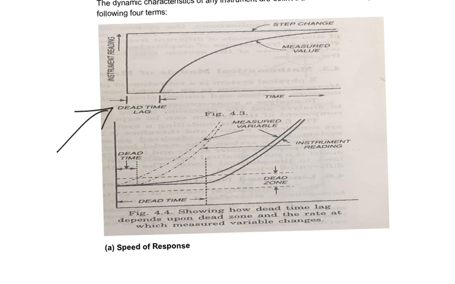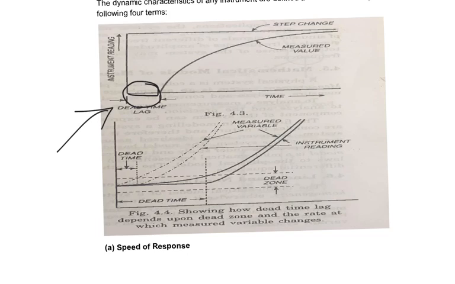So first let us discuss what is a speed response. It is the rapidity with which an instrument responds to the changes in the measured quantity. What do you mean by lag? The delay in the response. So you can see this delay is called lag. The lag is a delay in the response of an instrument to changes in the measured quantity.